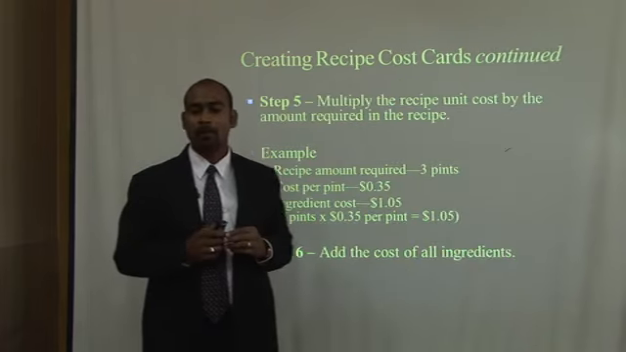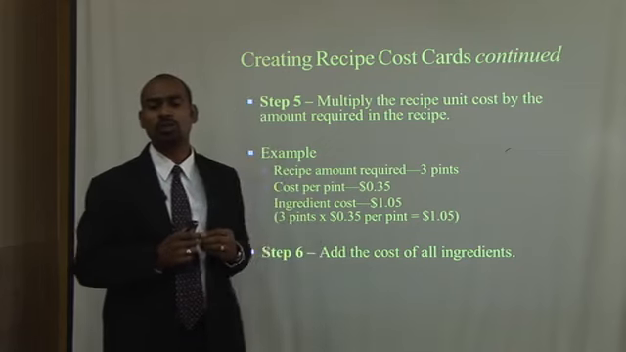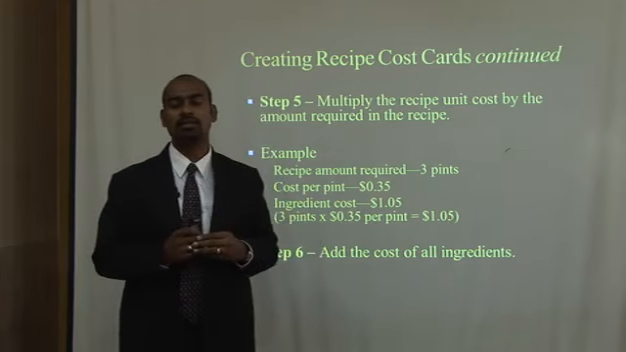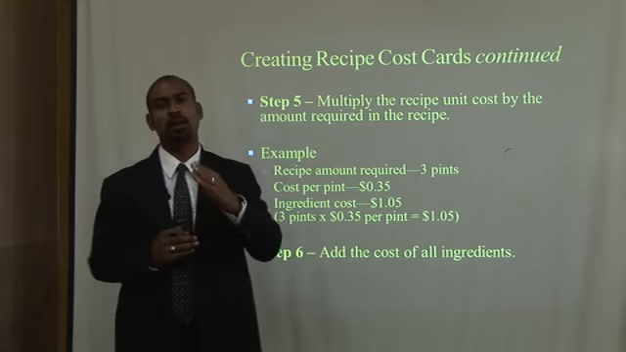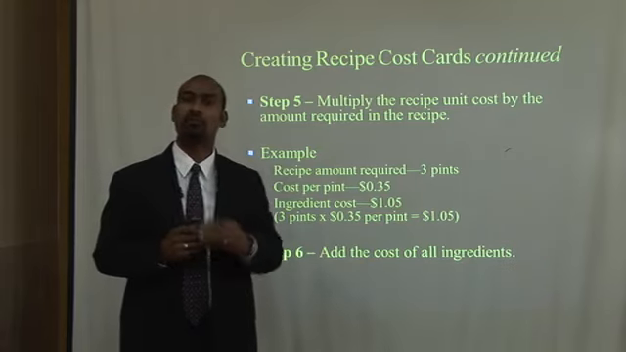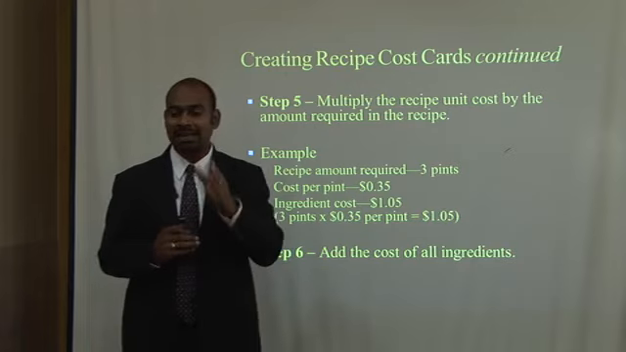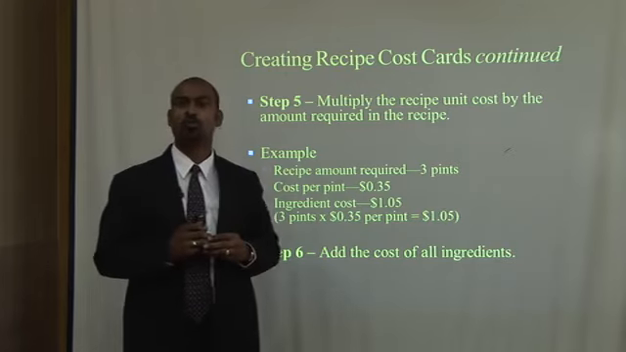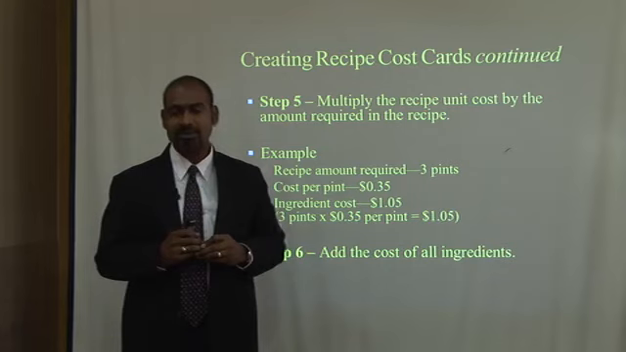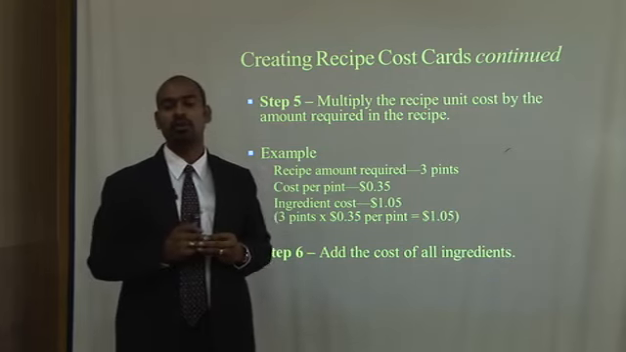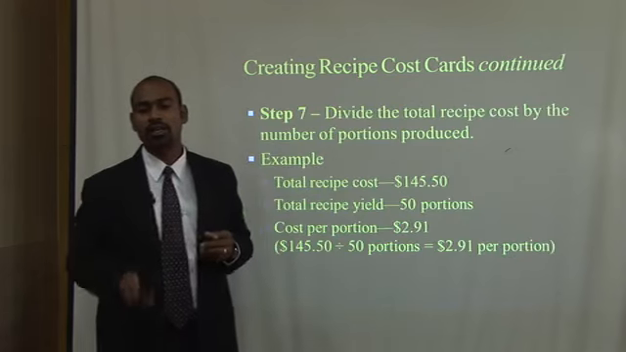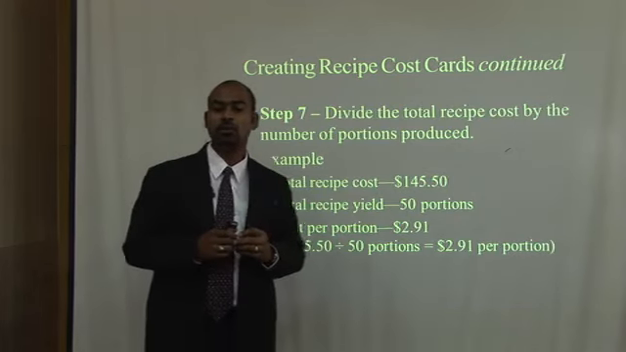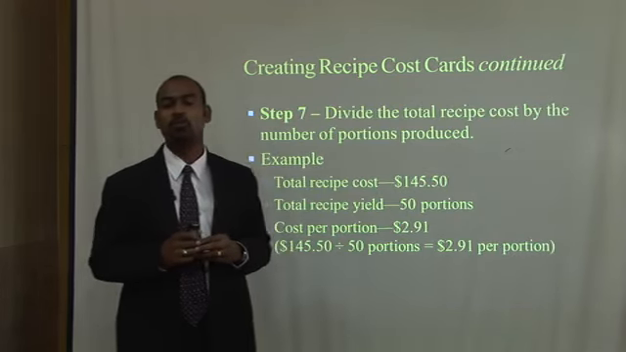Now multiply the recipe unit cost by the amount required in the recipe. For example, in the recipe you require 3 pints. 1 pint is costing 0.35 rupees. So the ingredient cost would be 1.05. The 3 pints times 0.35 equals 1.05. Add the cost of all ingredients. Step 7, divide the total recipe cost by the number of portions produced.